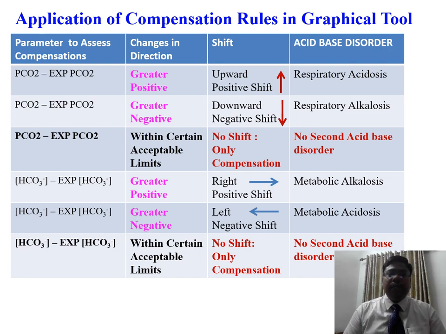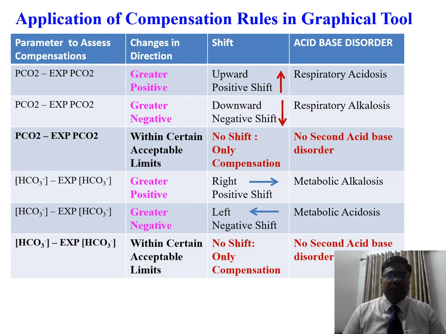Suppose the PCO2 minus expected PCO2 value is greater positive, then the plotted point will shift upward. If the plotted point is shifting upward, it denotes respiratory acidosis. If it is shifting downward, it denotes respiratory alkalosis. And no shift denotes only the compensations and no second acid-base disorder.